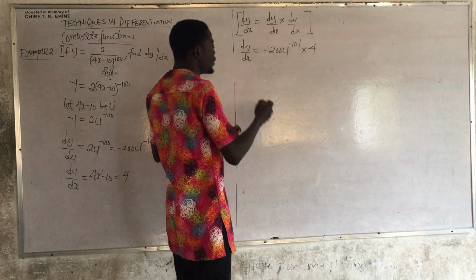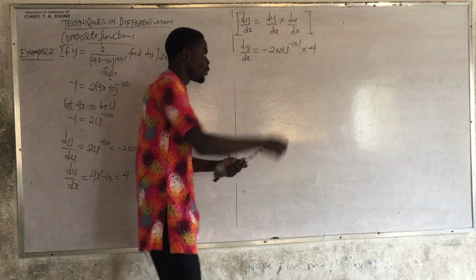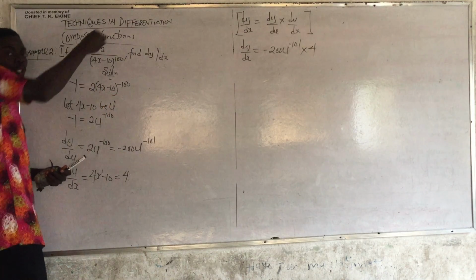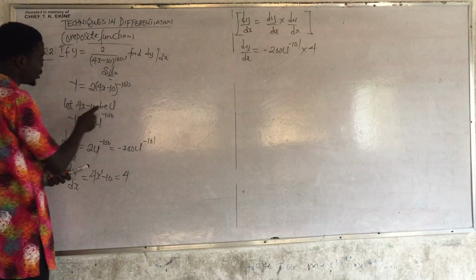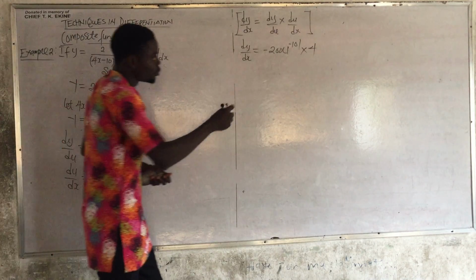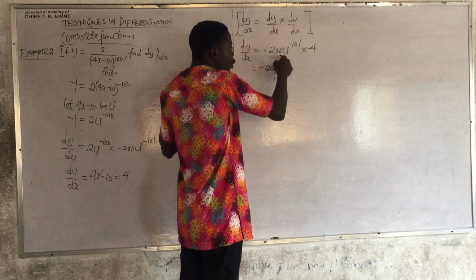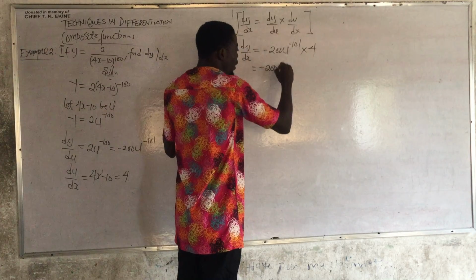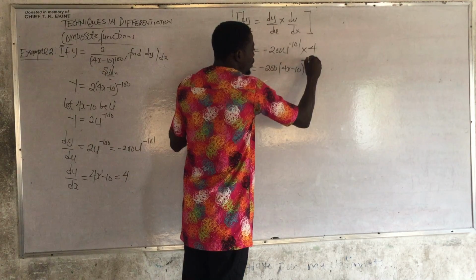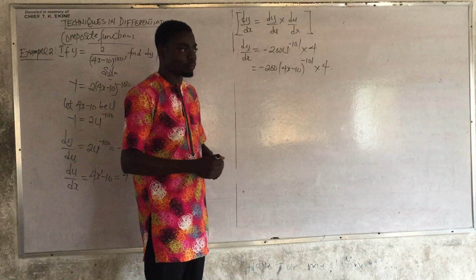So if that is the case, now take note. Your u must be replaced. What is your u? Your u is 4x minus 10, because we said let 4x minus 10 be u. So if I see u there, put 4x minus 10. That is what we are referring to in composite functions. So you have minus 200, your u is 4x minus 10, so just bracket 4x minus 10 raised to the power minus 101 times 4.